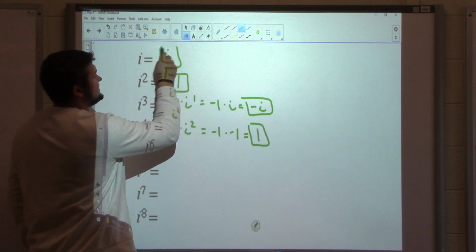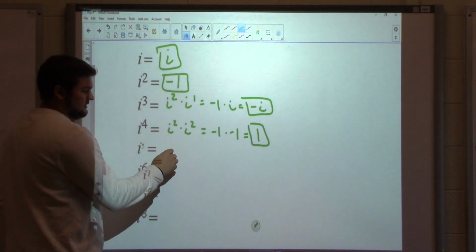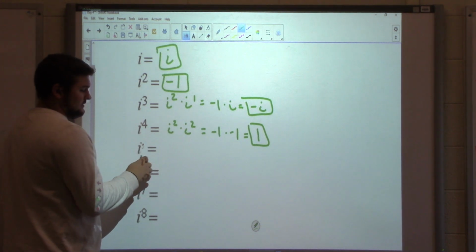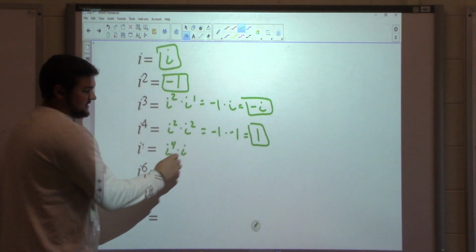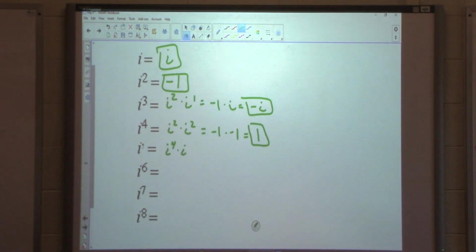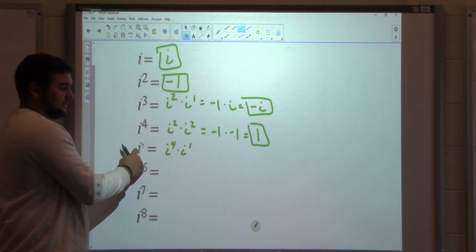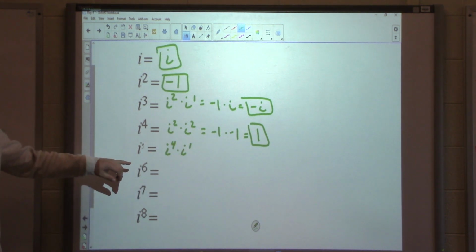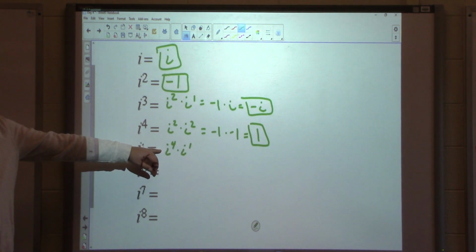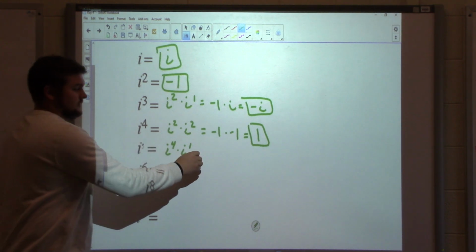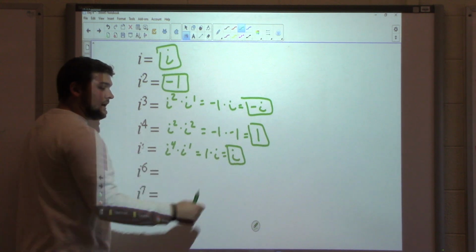What's going to happen, guys, is if I go to i to the 5th, that's the same as i to the 4th times i, right? i to the 4th times i to the 1st is i to the 5th. Do we agree with that? What was i to the 4th equal to? 1. So 1 times i is just i, or 1i.